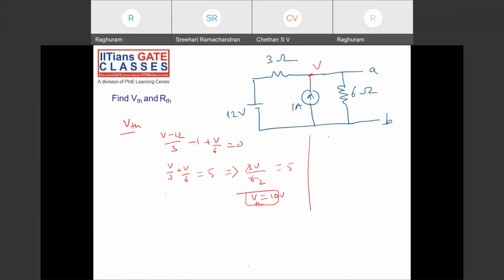And then RThevenin. What is RThevenin? Anyone? RThevenin: open this, short this. 6 parallel with 3, 2 ohms. Okay. VThevenin and RThevenin.